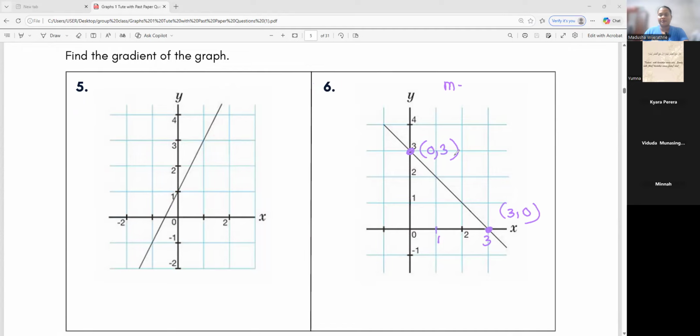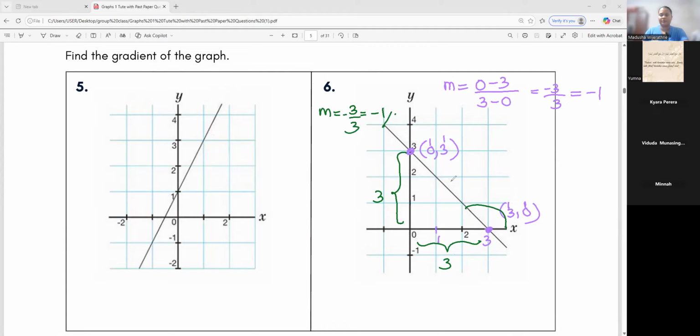Then gradient is equal difference of y coordinates. This is my y2, 0, y1 is -3 over x2, x1. -3 over 3, gradient is negative. The other method, rise over run. Here, this is 3 squares, this also 3 squares. Gradient equals 3 over 3, but it is making an obtuse angle, so it should be minus.